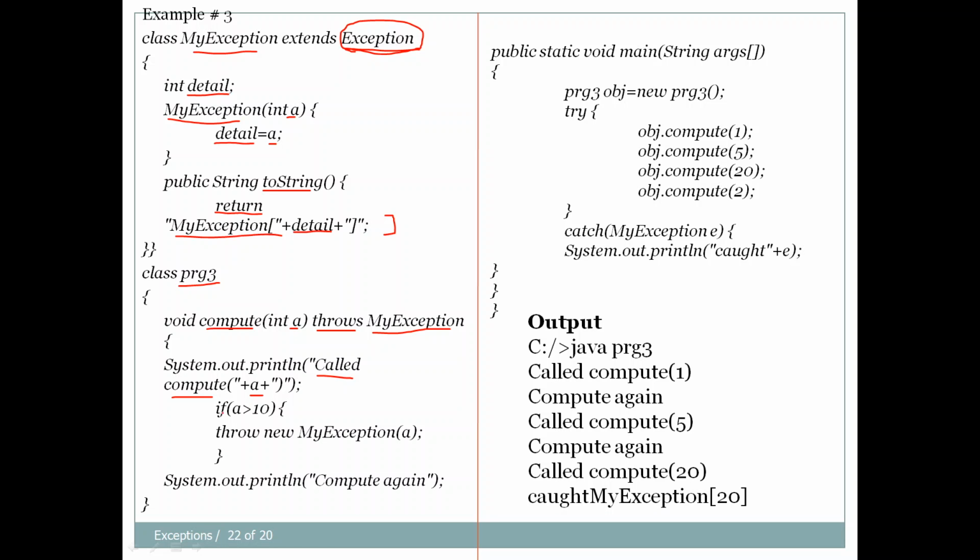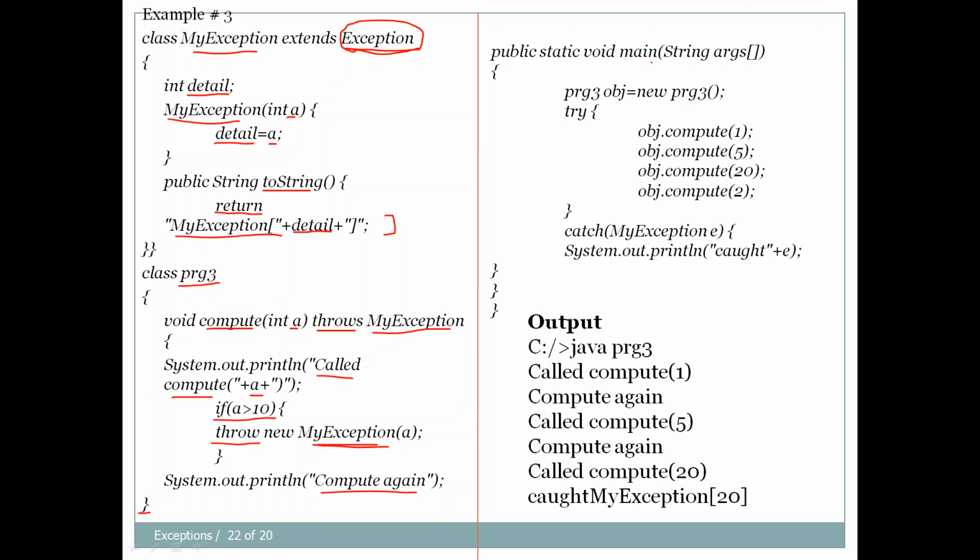The next statement is a condition. If a is greater than 10, we are throwing a user defined exception. So throw new my exception: we are creating an object of my exception class which we have defined earlier, and throwing it by using the keyword throw. After the if condition we have one more statement that simply prints compute again, and that's it in the compute method.